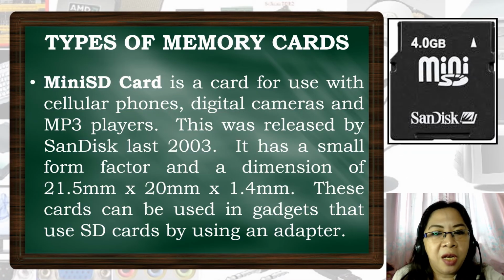Another type of memory card is the mini SD card. It is a card for use with cellular phones, digital cameras, and MP3 players. This was released by SanDisk in 2003. It has a small form factor and a dimension of 21.5 millimeters by 20 millimeters by 1.4 millimeters. These cards can be used in gadgets that use SD cards by using an adapter.